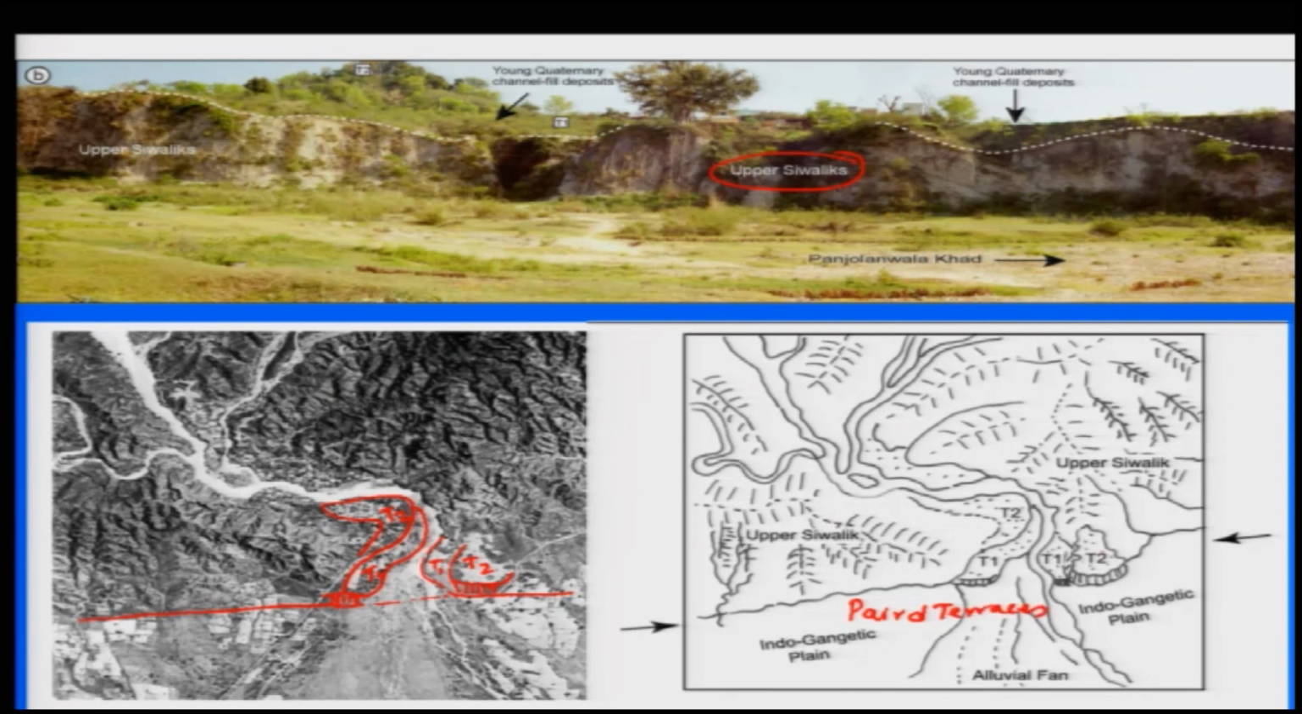So, if we take the cross section here, or maybe like that, okay, then what you see is you have paired terraces. So you have T2 here and T1, T1 and T2. So these are typical of the paired terraces, and since it has the younger one, the T1 has incised into the bedrock, hence we will term this as a strath terrace.